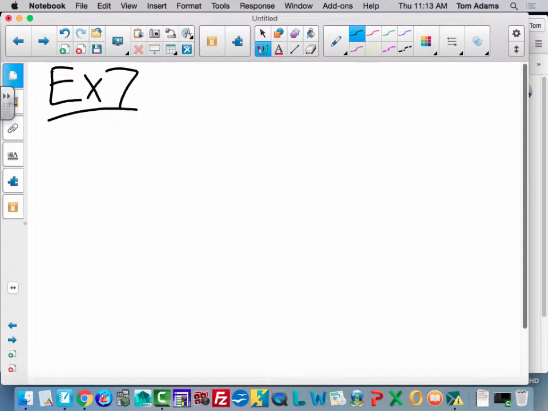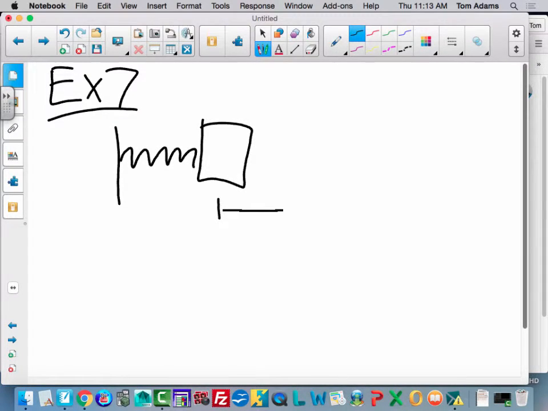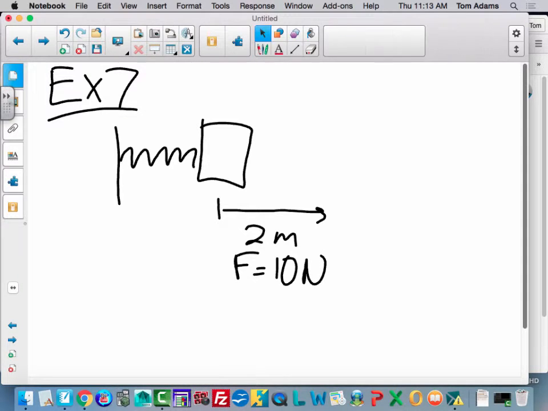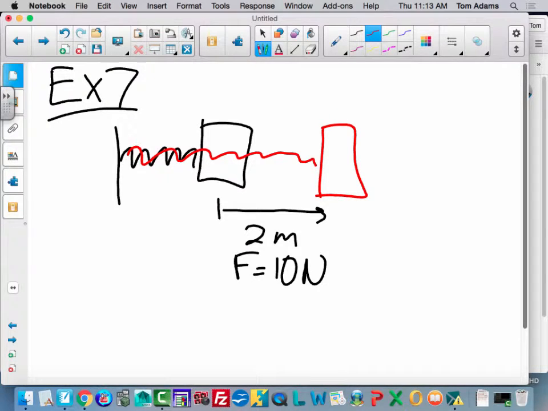It says, for example number 7, it takes 10 newtons of force to stretch a spring 2 meters beyond its natural length. So I have a spring, and it has an object on it, and to move it 2 meters, it requires a force of 10 newtons to stretch it like this. Okay? And so now what we want to do is, it says, how much more work is done in stretching the spring to 4. So what we want to do is go to 4.